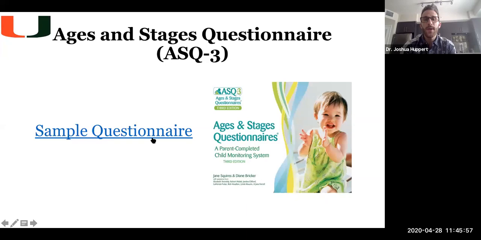So I have a link here, it's hyperlinked, and this gives you a sample questionnaire. The sample questionnaire is for a 48-month-old, but you can see how it's laid out, and it really focuses on assessing development across all four domains of development. So looking at communication, looking at cognition, looking at gross motor, and looking at socialization.